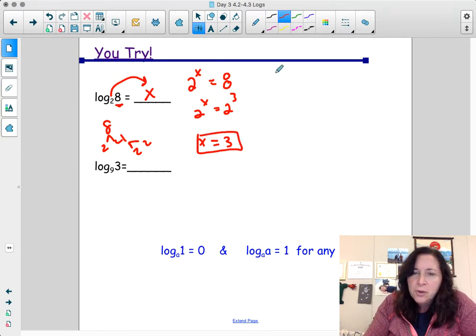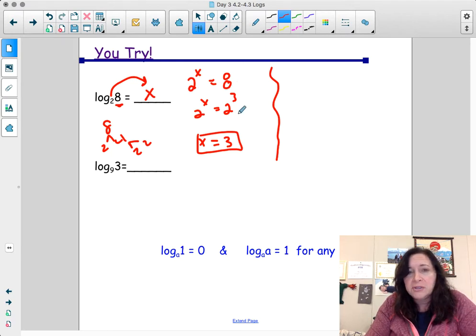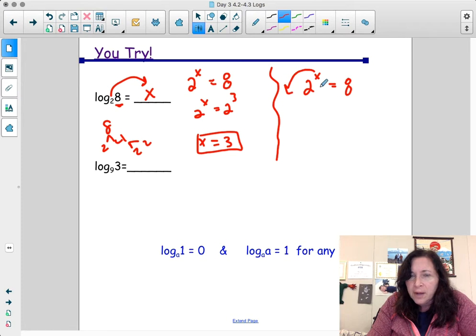However, instead of doing this, because in this case you were actually able to get the bases the same, let's say I couldn't. What I would do is bring this x to the front, because the inverse operation of an exponent is a logarithm. So I'm going to get x log 2 is equal to log 8.